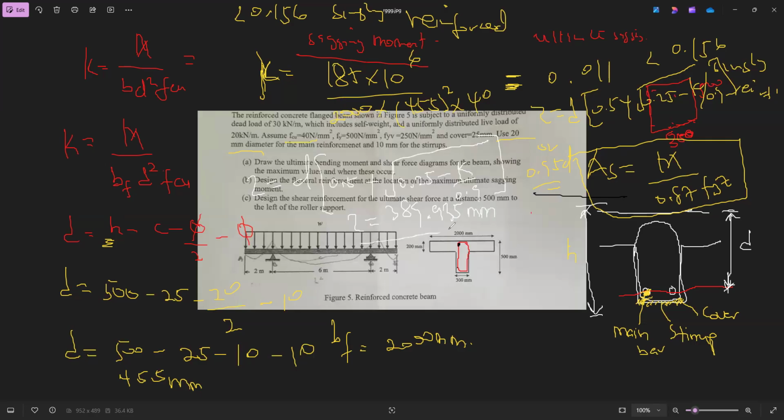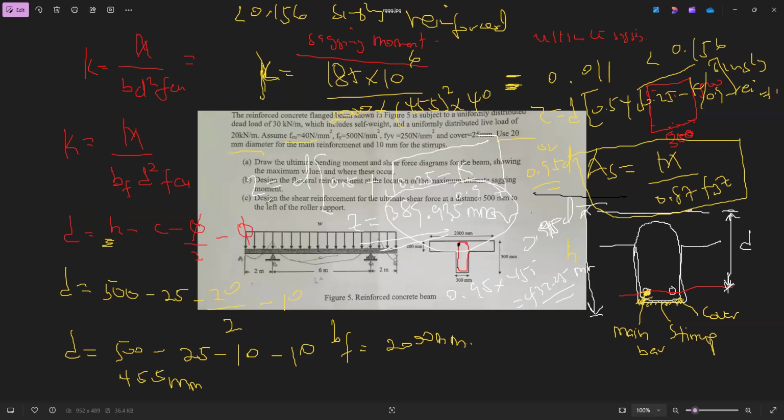Okay, very good. So this is Z or 0.95D. Check and give me which one is the lowest. 0.95D will give you 432.25 mm. Okay, so this is the lesser one, so we choose that one.